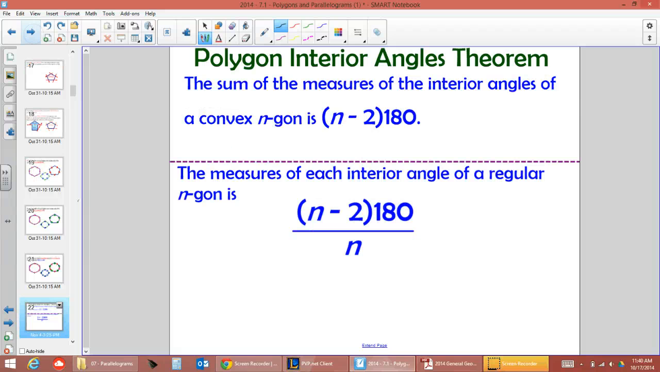All right, so the polygon interior angle theorem. The sum of the measures of the interior angles of a convex n-gon is (n − 2) times 180.